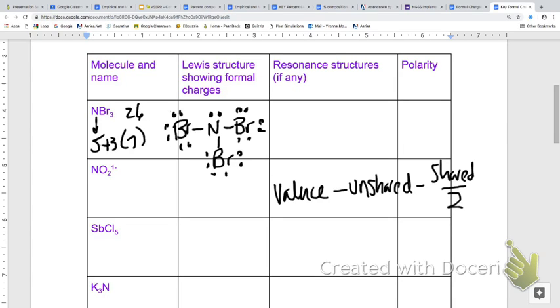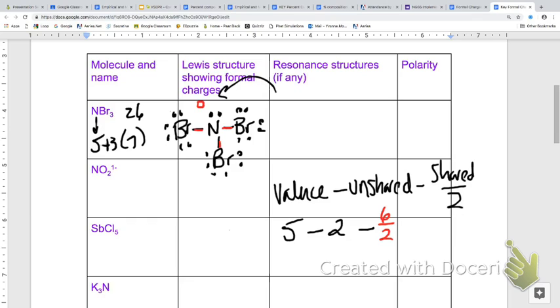So let's look at the nitrogen first. Nitrogen has 5 valence electrons. In this structure, it has 2 electrons that are unshared. It's got 3 pairs of electrons that are shared in the bonding, so that would give us 6 divided by 2. So we end up with 5 minus 2, which is 3, minus 6 divided by 2, which is 3. So that gives us a formal charge of 0 on that nitrogen.